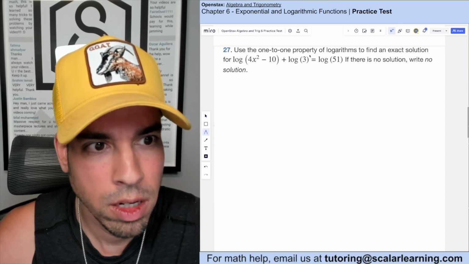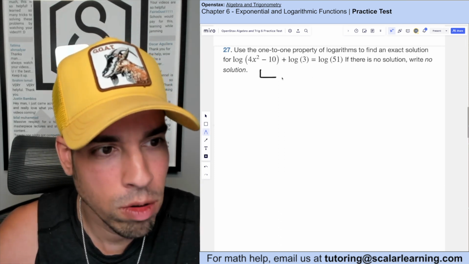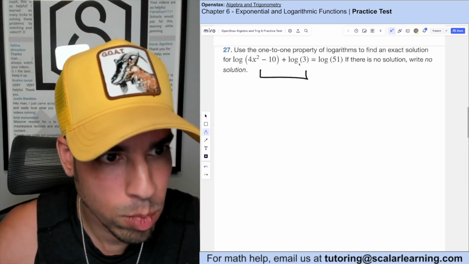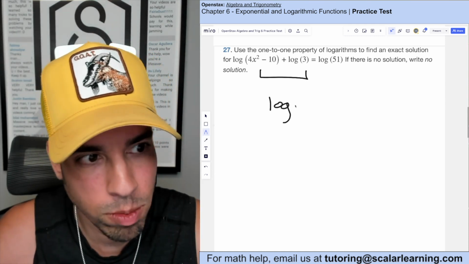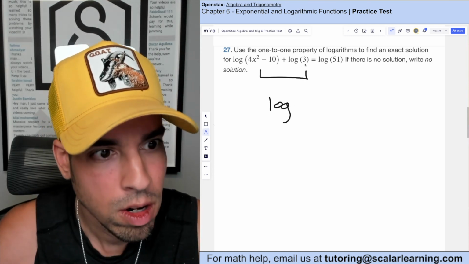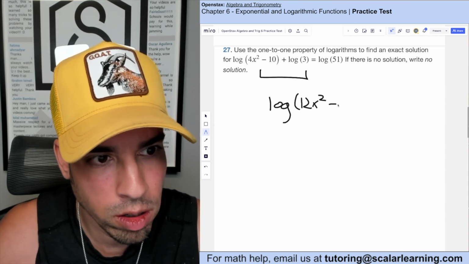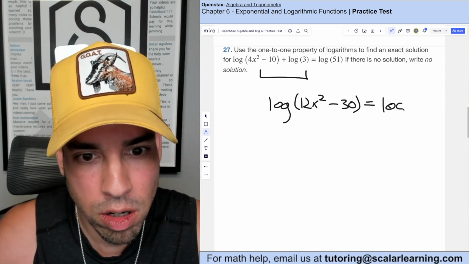So for this one, it says use the one-to-one properties to find an exact solution. We're going to start by using our nice property that says when we're adding the same logs, we can just multiply their arguments. So this becomes log base 10, because there's no base, right? But then we can assume it's 10, of 3 times 4x squared minus 10, which is 12x squared minus 30, right? We're just multiplying and distributing, equals log of 51.